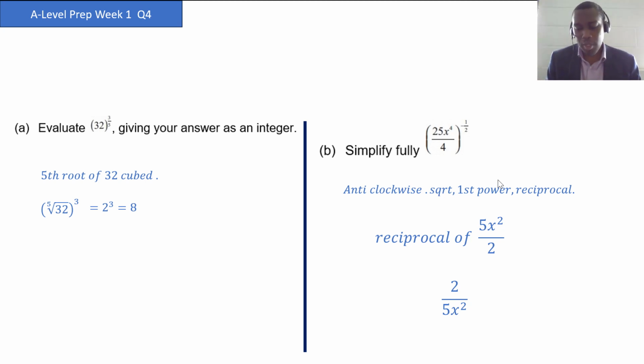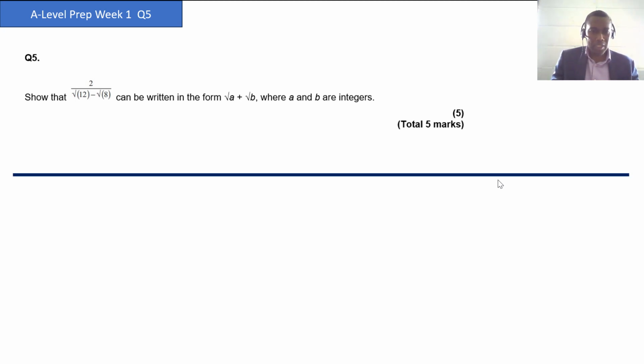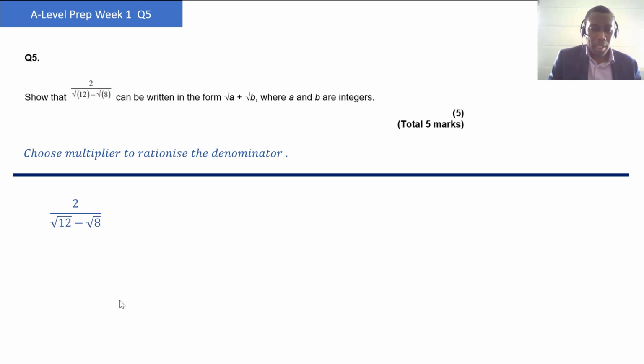So that's number 4. Now to number 5. This one is rationalizing the denominator, but a little bit more complex. Hopefully you've seen some of these once or twice when you were doing GCSE, or you might have seen something easier, but the same idea applies. What is the idea that applies? Well, we want to choose the multiplier to rationalize the denominator. So what can I multiply this fraction by that will turn that root 12 take away root 8 into an integer? That's what we want.